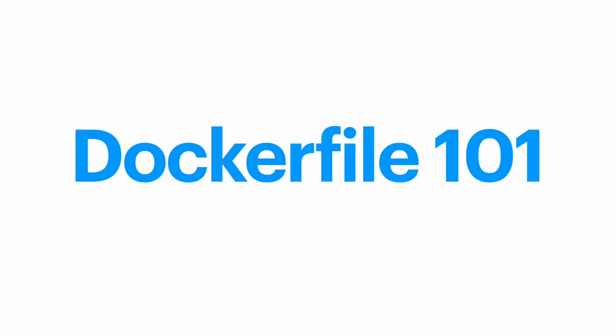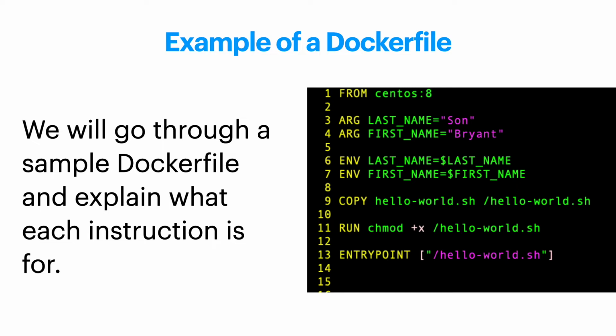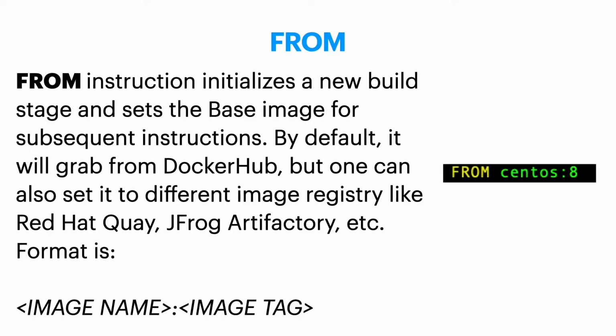Dockerfile 101. Here's an example of a Dockerfile that we're going to use and look at. We'll go through a sample Dockerfile and explain what each instruction is for. The first instruction we're going to look at is FROM. The FROM instruction initializes a new build stage and sets the base image for subsequent instructions.